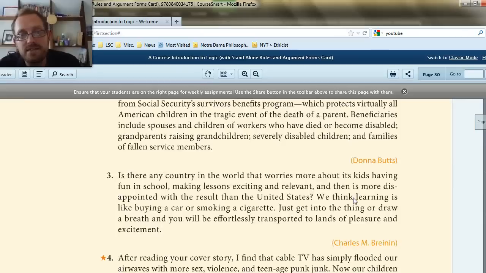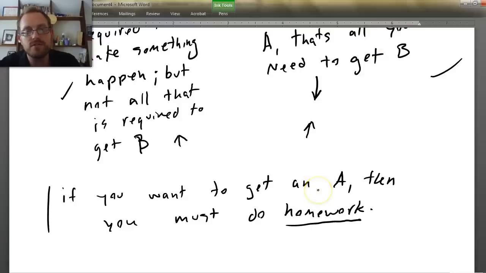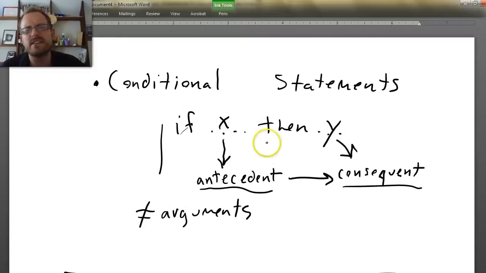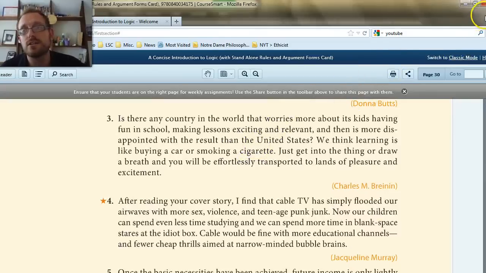In our next video, we're going to move on and start talking about the difference between deductive reasoning and inductive reasoning. In the second video, I mentioned the difference between deduction and induction. In our next video, we're going to take a look at deduction and induction in a very precise sense.